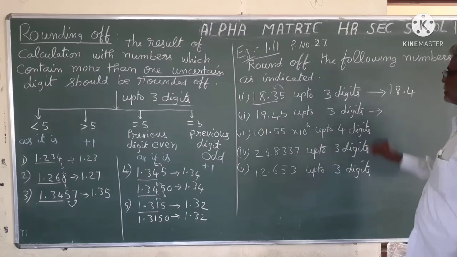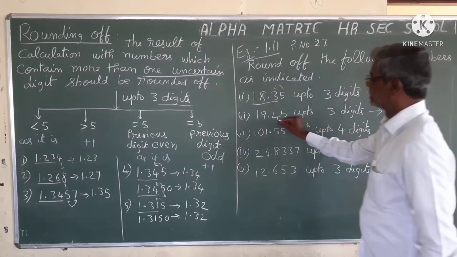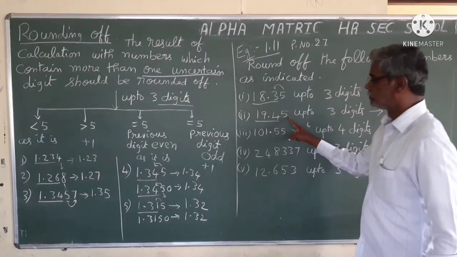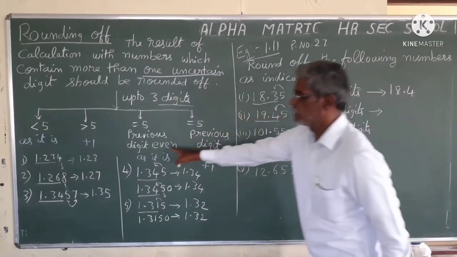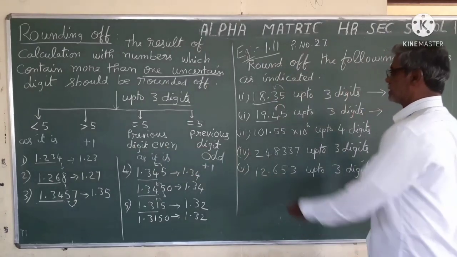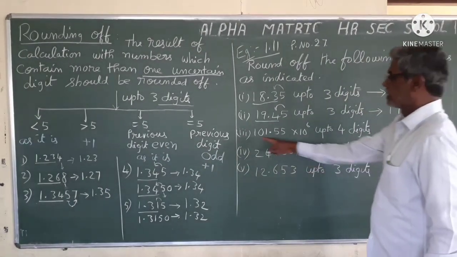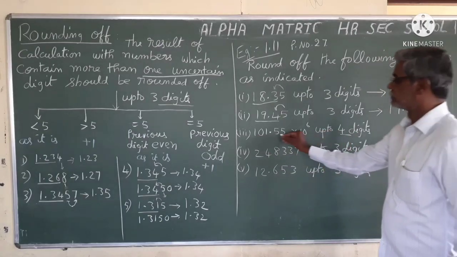Clear? Next, up to 3 digits, 5, that is equal to 5. Previous digit, even. Then I should write as it is. So 19.4. Here, up to 4 digits.